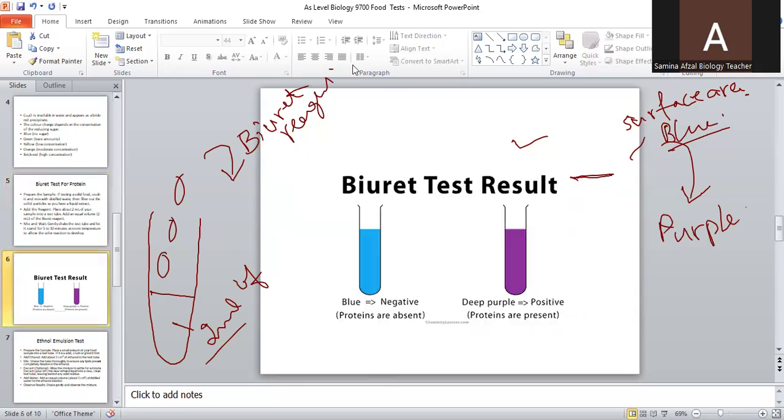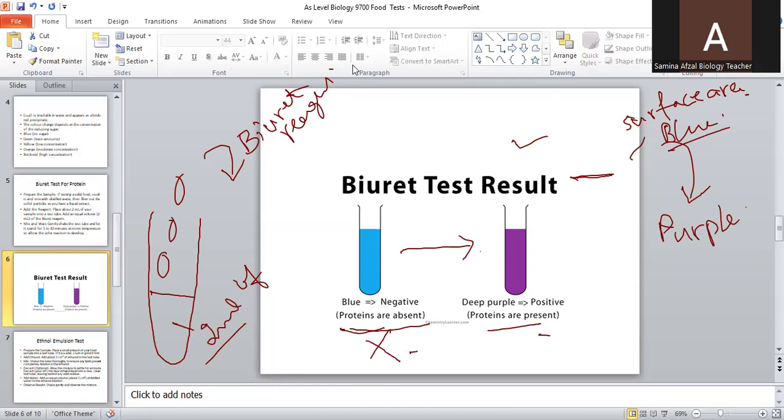Now you can see in this slide that the blue color shows that proteins are absent. No protein is present. But when the color changes from blue to deep purple, you can say the proteins are present in this solution.